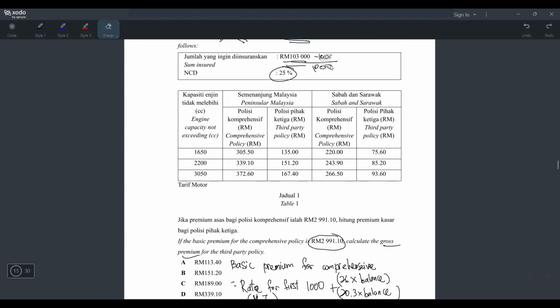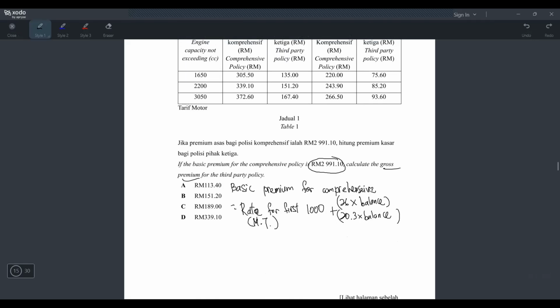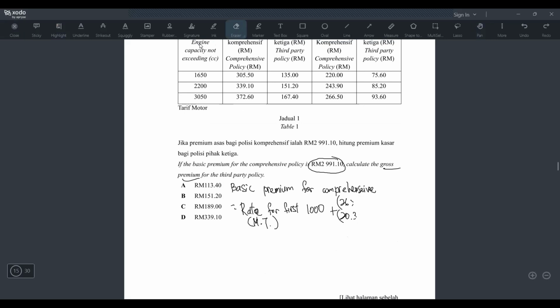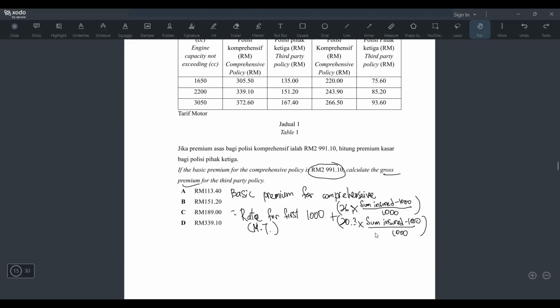It means I shouldn't write balance here. The balance here is actually, let's write like this: 26 times the sum insured minus 1,000, divided by 1,000. If I write like this, it's much better, right? Times the sum insured minus 1,000 divided by 1,000. Okay, like this. So we will only use the 26 above if it's Semenanjung, but if it's Sabah Sarawak, we will use 20.3. Okay, and they will not mention this value in the exam.